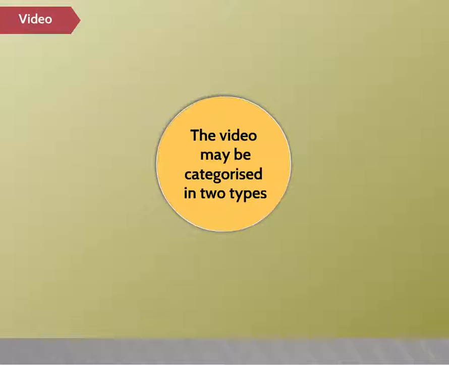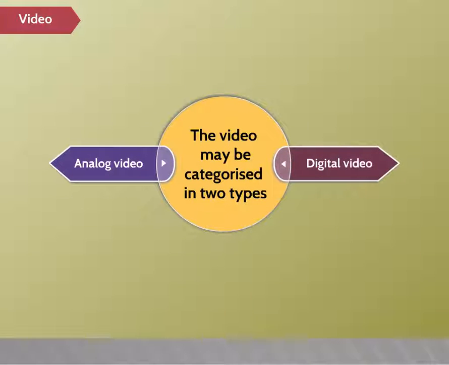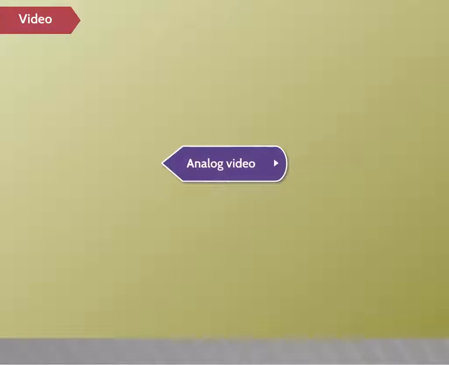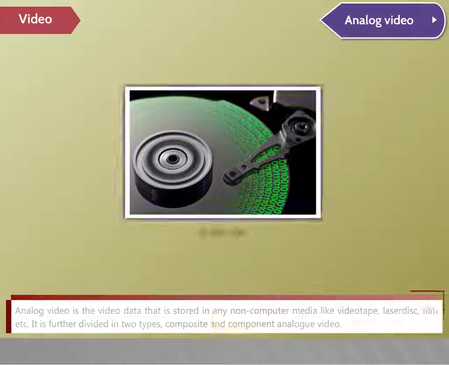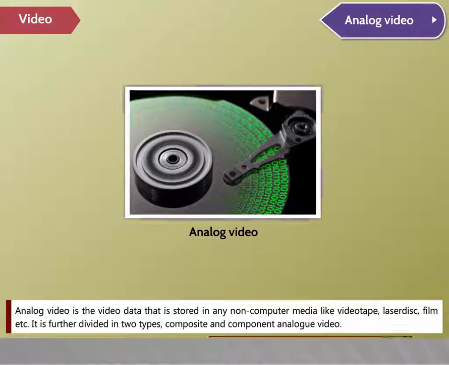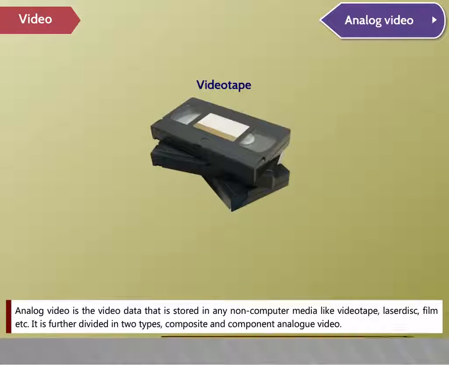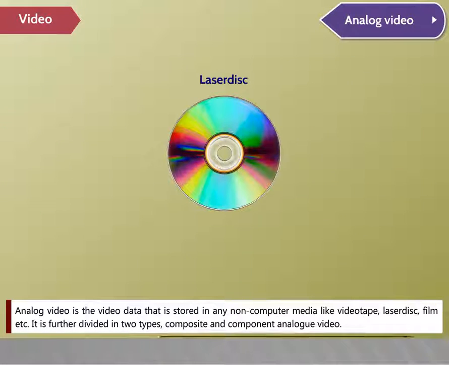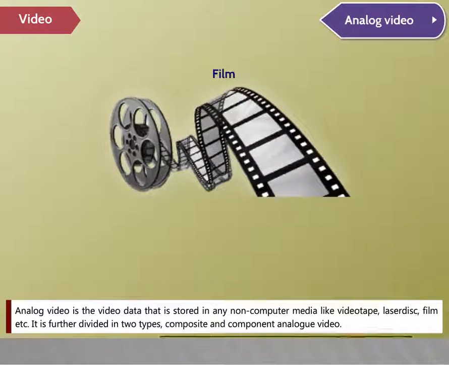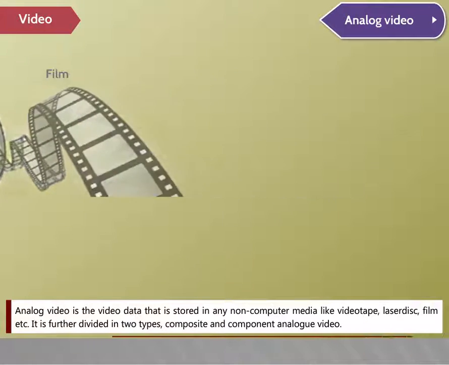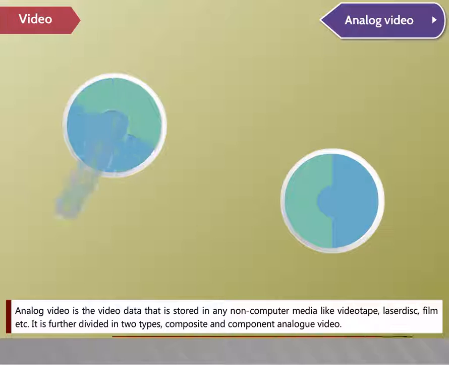The video may be categorized in two types: analog video and digital video. Analog video is the video data that is stored in any non-computer media like videotape, laser disc, film, etc. It is further divided into two types: composite and component analog video.